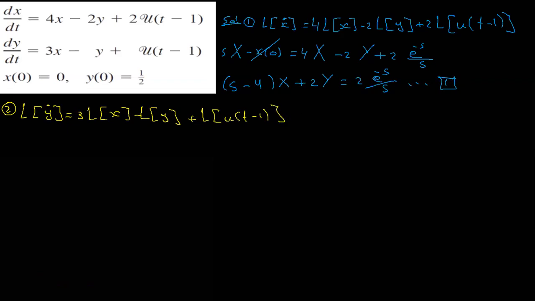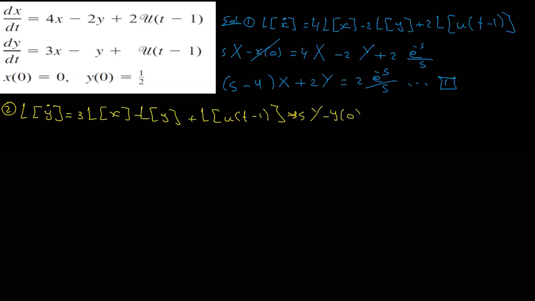That will give me now, let me check what I have. I have the following. Notice it is sY(s) minus y(0) equal 3X(s) minus Y(s) plus e to the negative s divided by s. I'm going to move the Y and X. First of all, y of 0 is half, so I'm going to move the half here. So it will be e to the negative s divided by s plus half.